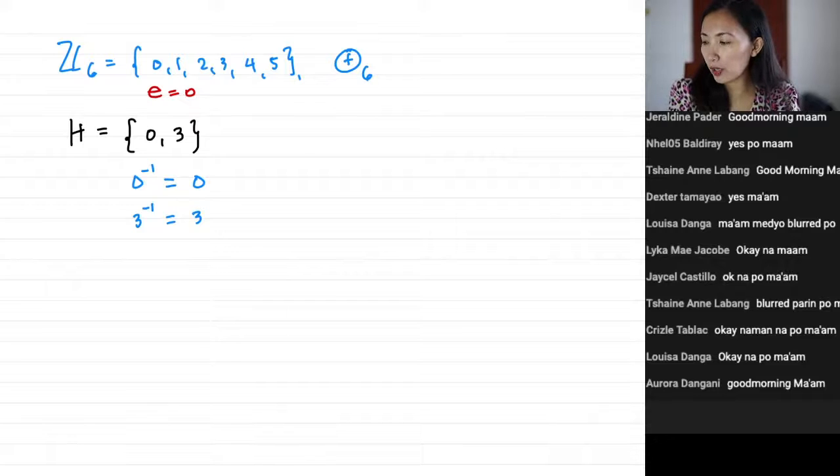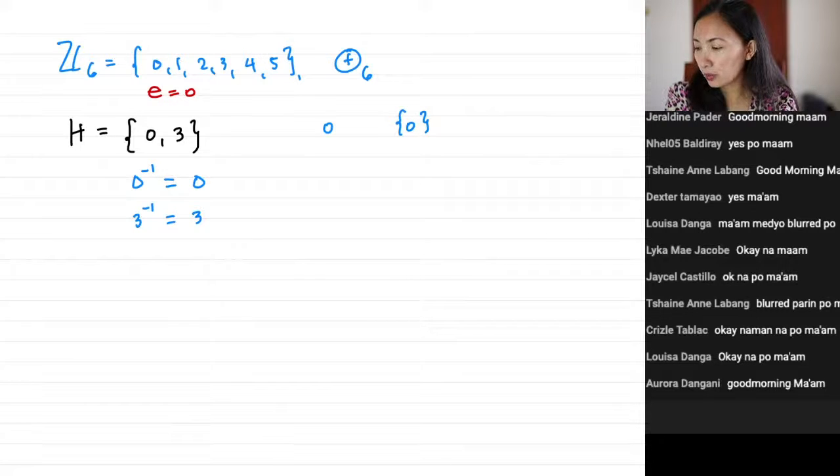select. You begin with any element of the given group. Pick out any element of this group and add it to itself for several times. Then we only stop the moment we get the identity element. So for example, I would start with 0. Let me start with 0. Of course, when you add 0 to itself for several times, that will give 0 rin, di ba?